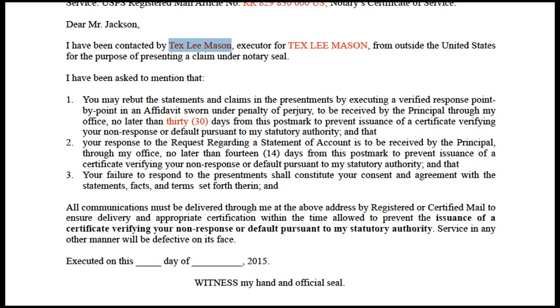And that, most importantly, your failure to respond to the presentments shall constitute your consent and agreement with the statements, facts, and terms set forth therein. And all communications must be delivered through me at the above address by registered mail or certified mail to ensure delivery and appropriate certification within the time allowed to prevent the issuance of a certificate verifying your non-response or default pursuant to my statutory authority. Service in any other manner is defective on its face.